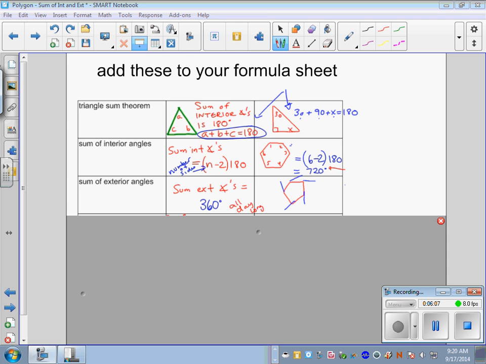This is the sum of the exterior angles, and it says the sum of exterior angles is equal to 360, and that's all day long. Doesn't matter what type of figure it is, doesn't matter at all. It'll always add up to 360.